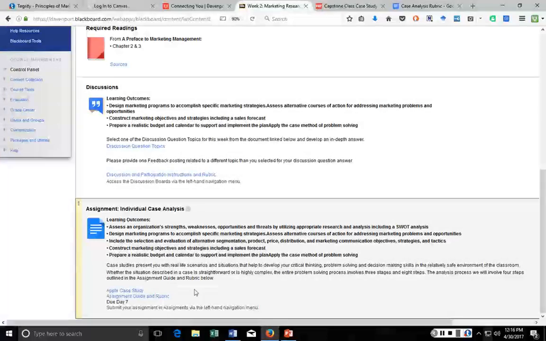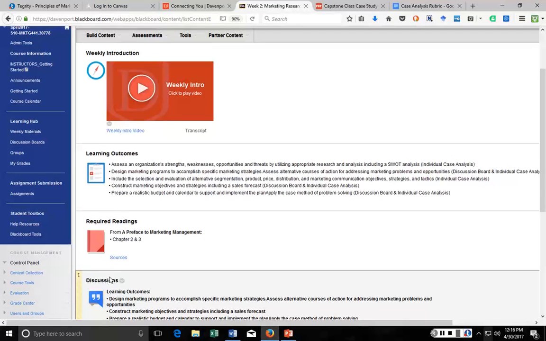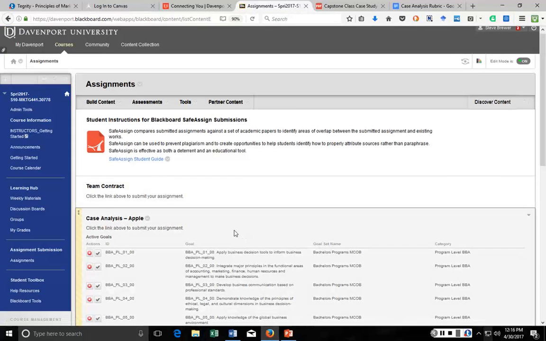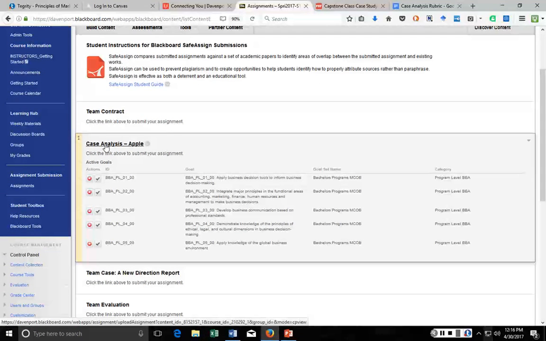And then you're going to come in here by the end of day 7, and you're going to go to the assignments link, which is over here on the left-hand side. And there's the case analysis Apple, and you're going to click there. You're going to upload your file and submit it by the end of the day on day 7. So that's your main assignment for this week.